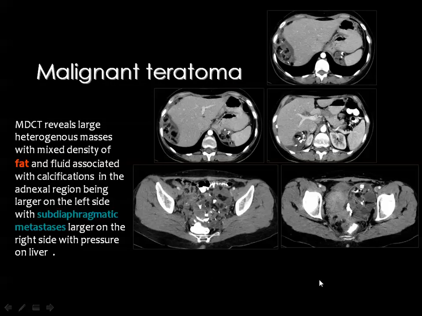Of course, if you see that the lesion contains fat and calcium, then you may say that this is teratoma, and because of the metastatic lesions along the edge of the liver, along the subdiaphragmatic area, along the peritoneal reflections, you know that this is malignant teratoma.